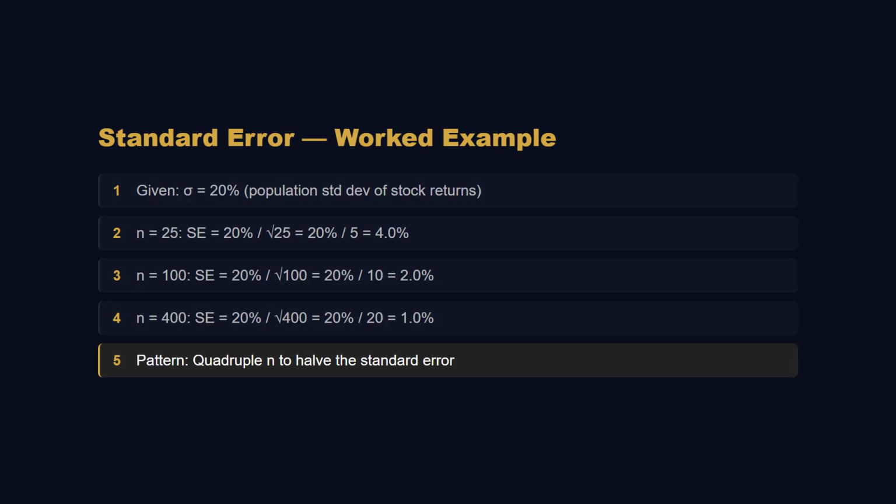With 100 stocks, your estimates are twice as precise. Typical deviation from the truth is now only about 2 percentage points. And with 400 stocks, 20 divided by 20 equals 1%. Quadrupling the sample from 100 to 400 cut the standard error in half, from 2% to 1%. This is the diminishing returns.